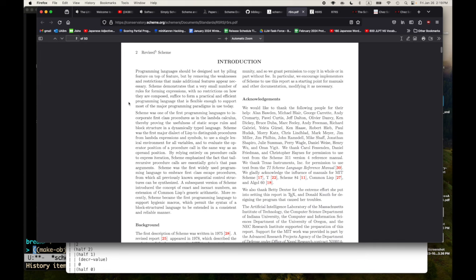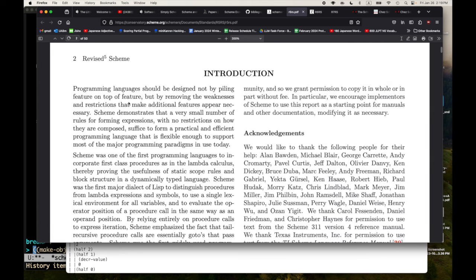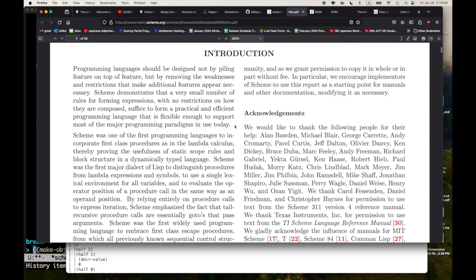You could read all of them if you're really into it, trying to see how far you can get understanding it. And in the intro to R5, and I don't know how old this intro is, there's this marvelous philosophical statement about the design of Scheme, the philosophy behind Scheme's design. In particular, I love this sentence: programming languages should be designed not by piling feature on top of feature, but by removing the weaknesses and restrictions that make additional features appear necessary. I love it. Scheme demonstrates that a very small number of rules for forming expressions with no restrictions on how they are composed suffice to form a practical and efficient programming language that is flexible enough to support most of the major programming paradigms in use today.